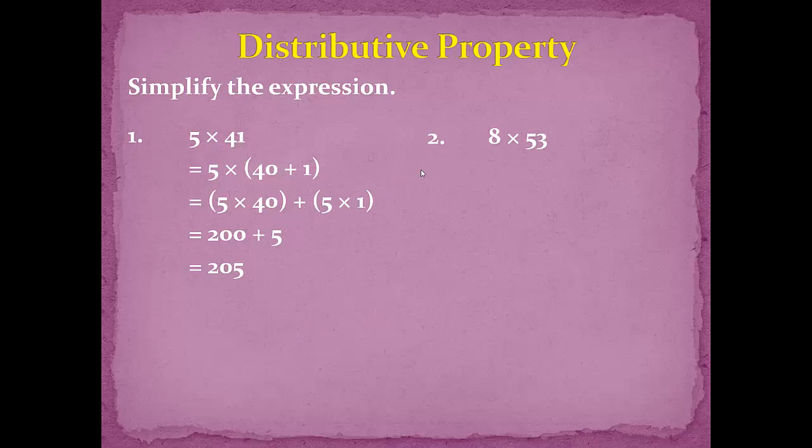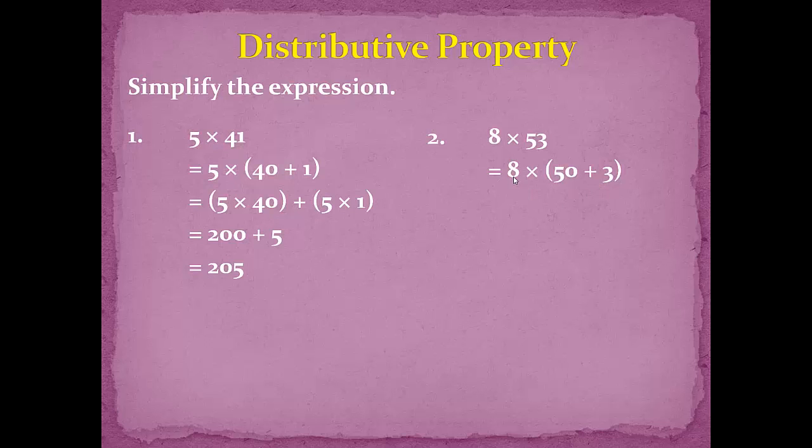Number 2 is 8 times 53. The first thing we want to do is break up 53 to make it easier for us to multiply this number by 8. We can use addition to help us. So if we break this up, we could say that this is 50 plus 3. So now we'll have that this equals 8 times the quantity 50 plus 3.